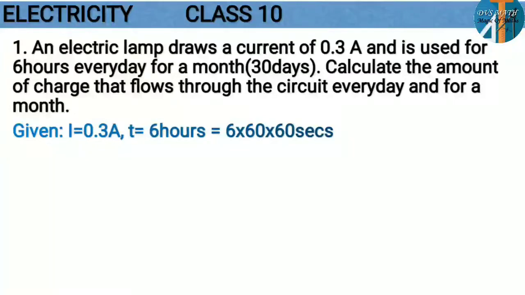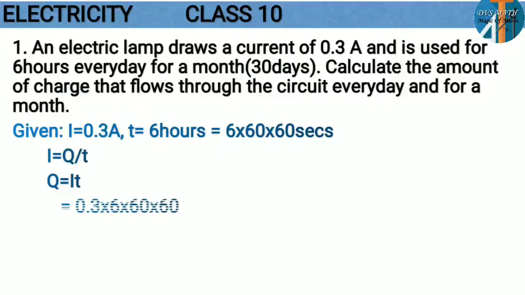So 6 hours can be converted into seconds as 6 into 60 into 60 seconds. Now, as you all know, to relate current, charge and time, we have the definition of electric current, that is I is equal to Q by T. Using this formula we are going to solve. Here we have to find Q, so we convert the formula in terms of Q, that is Q is equal to IT.